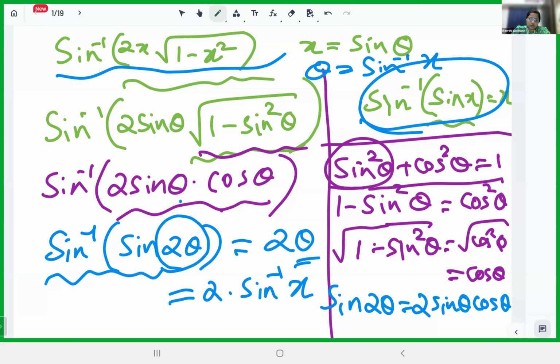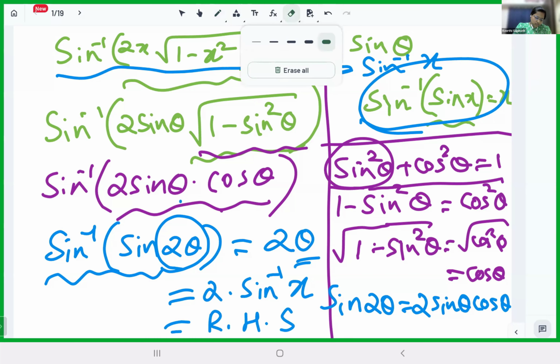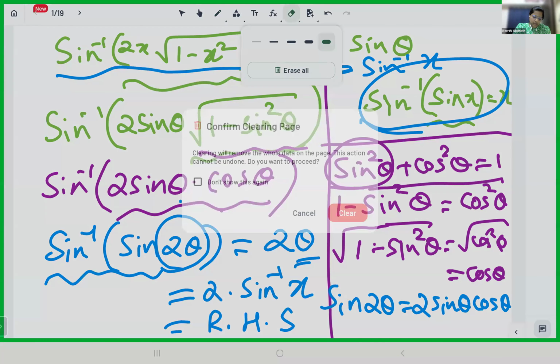Now, what was the RHS of the question? RHS was 2 sine inverse x. So we have got the RHS. So we have proved LHS is equal to RHS. I hope this question is clear to you all.